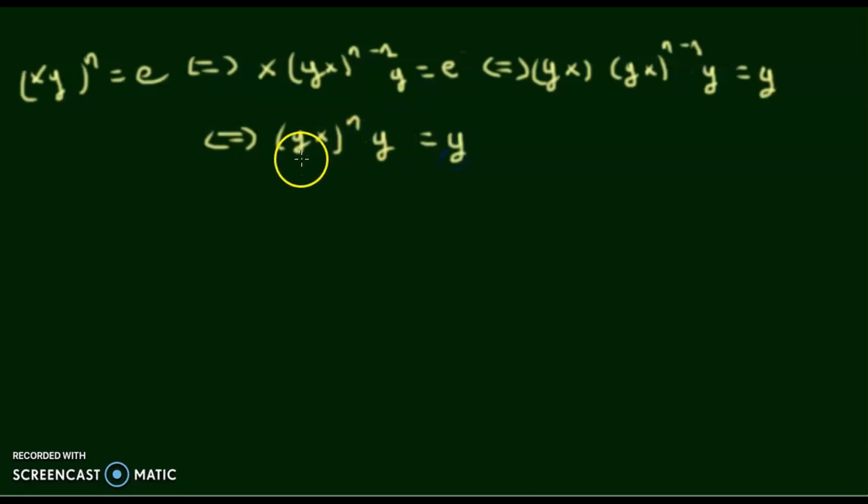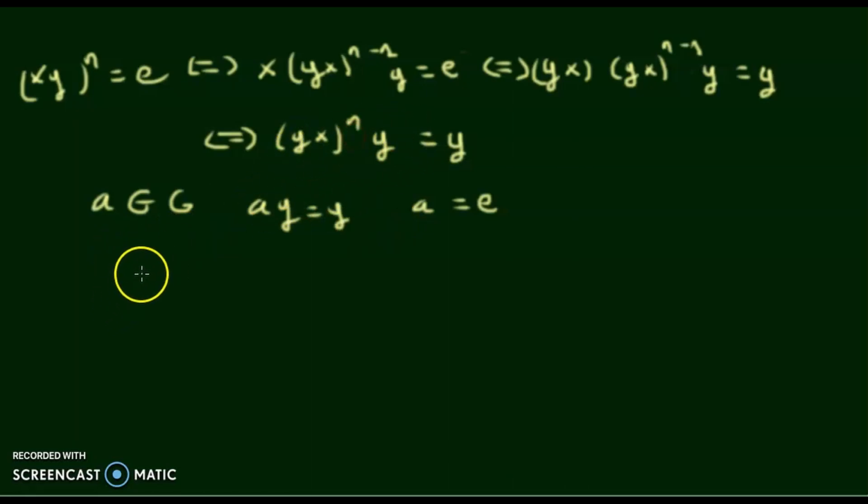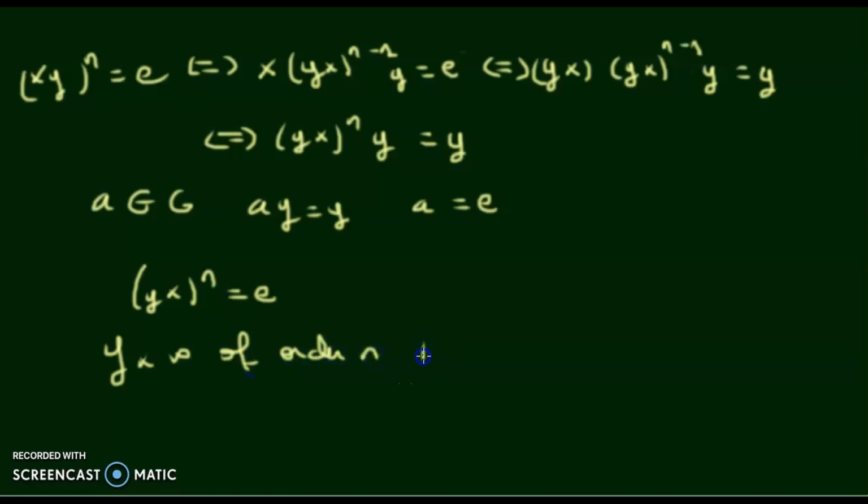And what this means basically is that yx to the power of n equals the neutral element, because we know that in a group, if we have an element a in G such that ay equals y, then a is necessarily the neutral element. And why is that? Because the neutral element is unique. So the a here is yx to the power of n, and this gives us that yx to the power of n equals e. So yx is of order n, and this concludes our proof.